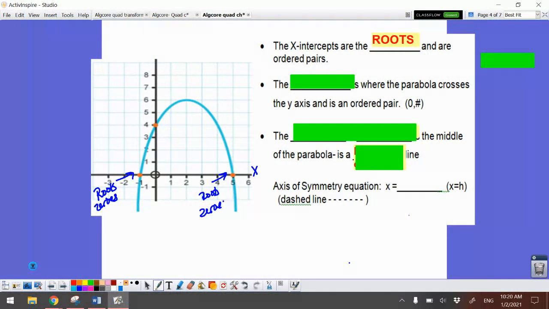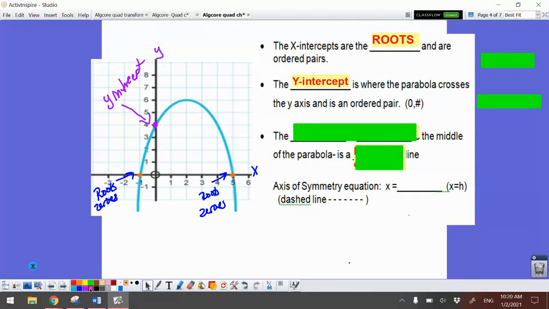And I can have 0, 2, or 1. We just talked about that. Now, what is this point called? This point right here, what is that point called? Yeah, that's my y-intercept because it's crossing my y-axis. So that is where the parabola crosses the y-axis, and it's an ordered pair. So that would be 0 and the number.